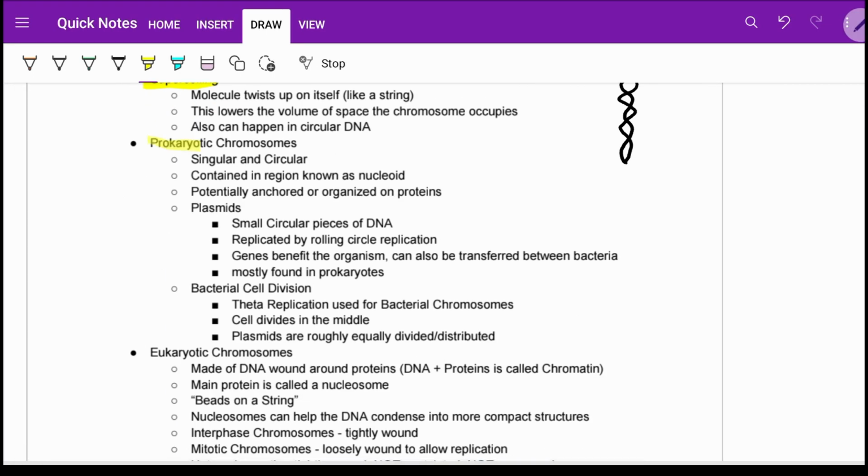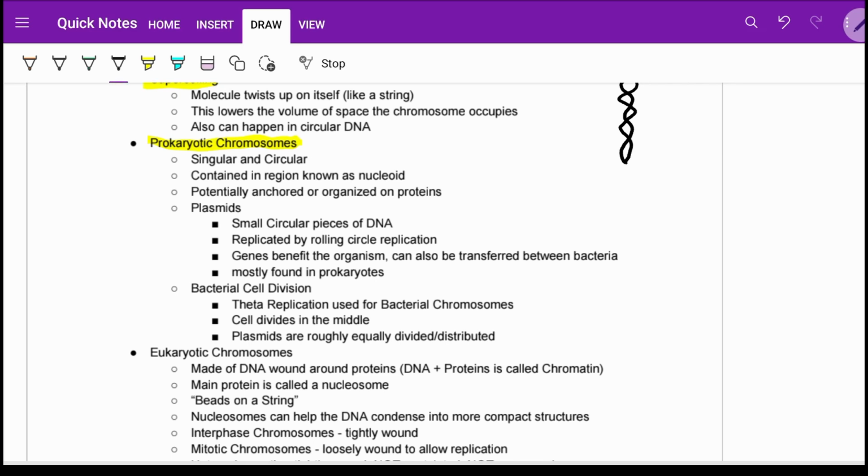So prokaryotic chromosomes, as we said, are singular and circular. Yes, there's only one prokaryotic chromosome, whereas in eukaryotes there can be multiple. For example, in humans we have 23 pairs. They are contained in a region known as the nucleoid. So not the nucleus, but the nucleoid, and they might be anchored or organized around proteins. We don't really know. Topic of study.